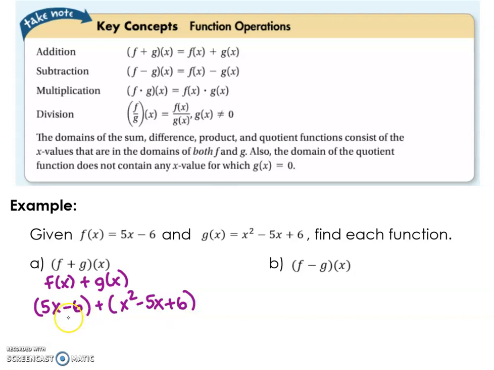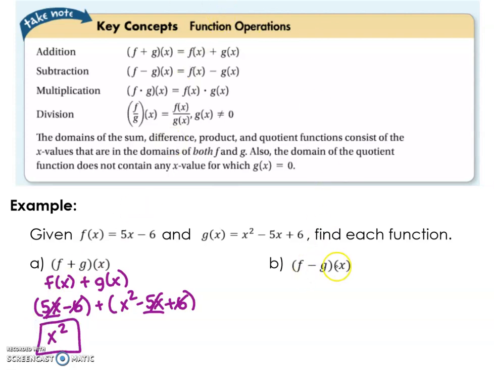From here, we're just going to combine like terms. So I always like to start with the highest exponent. So I have an x squared here, and no other x squared, so I'm going to have x squared. I have a 5x and a -5x, so these are going to cancel out. And I have a -6 and a +6, which will also cancel out. So our answer here is just x squared.